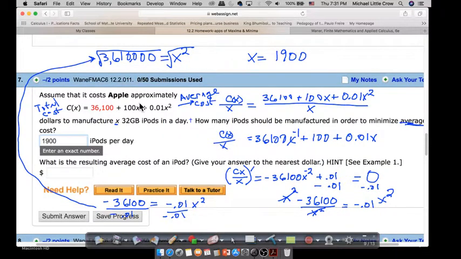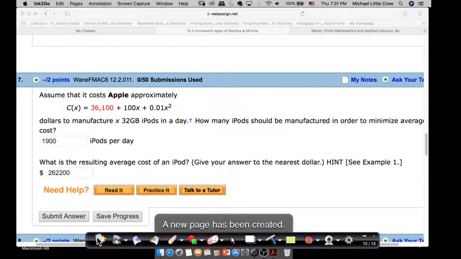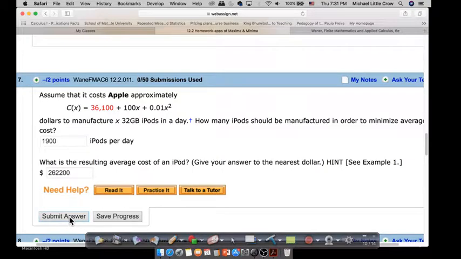So again, plug x into this formula here. 262,200 is what I got. So make 1,900 iPods. Let's save all of that, submit our answer, and hopefully we're right. If we're not, I don't know what to do except cry.